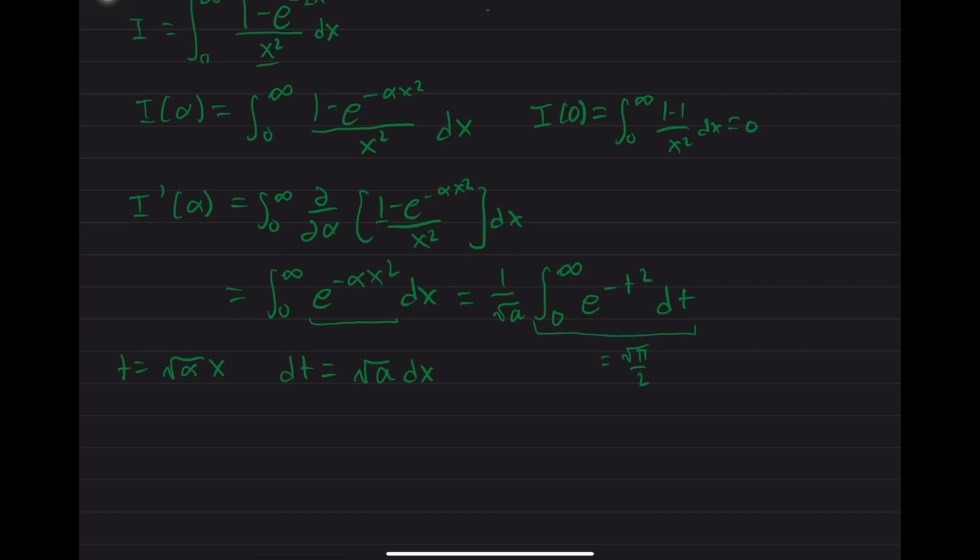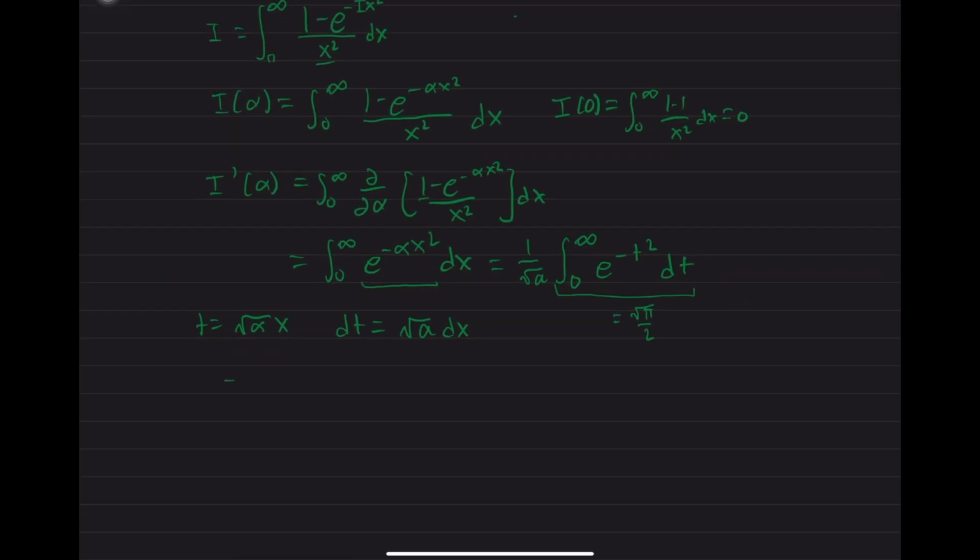You can calculate this on your own as well by multiplying this and then doing I squared and then converting into polar coordinates. However, we're not going to do this, we're just going to use this result here. So we know that this is equal to the square root of pi over 2. So this gives us I prime of alpha is equal to the square root of pi over 2 square root of alpha. And let's rewrite our initial condition: I of 0 is equal to 0.